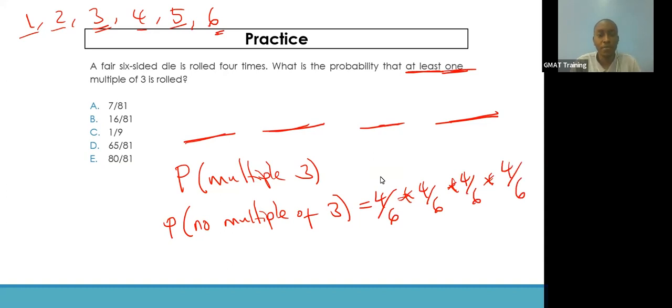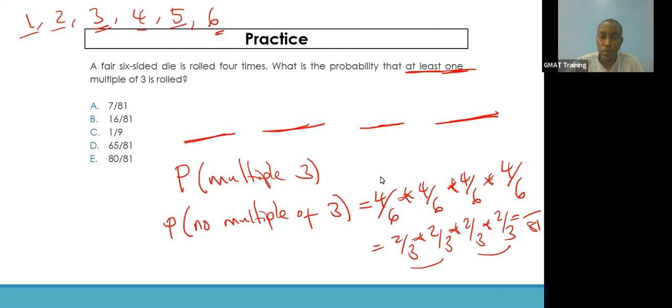This is the probability that you don't have any multiple of 3, even once. We find the probability of having no multiple of 3, and then subtract it from 1. So we know that 4 over 6 is 2 over 3. So 2 over 3 times 2 over 3 times 2 over 3 times 2 over 3. This is 9 and 9, so the denominator becomes 81, and the numerator becomes 4 times 4, that's 16.